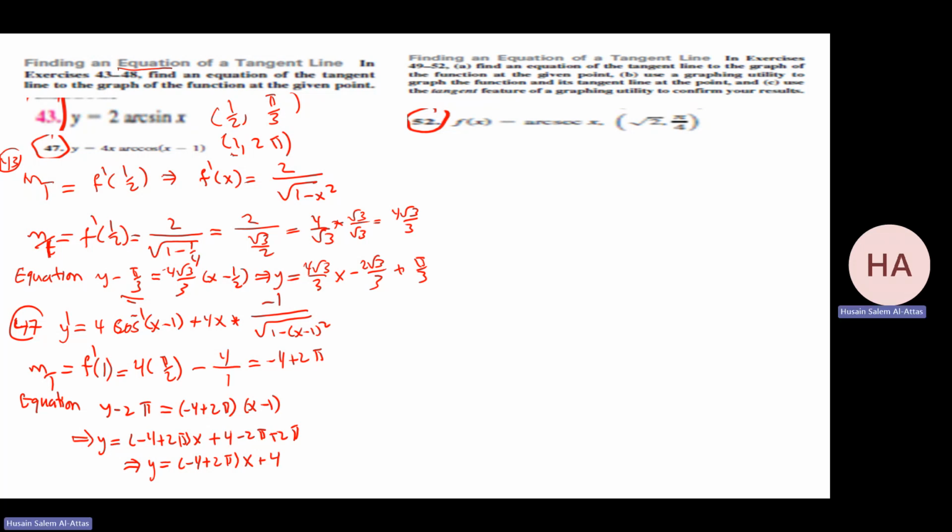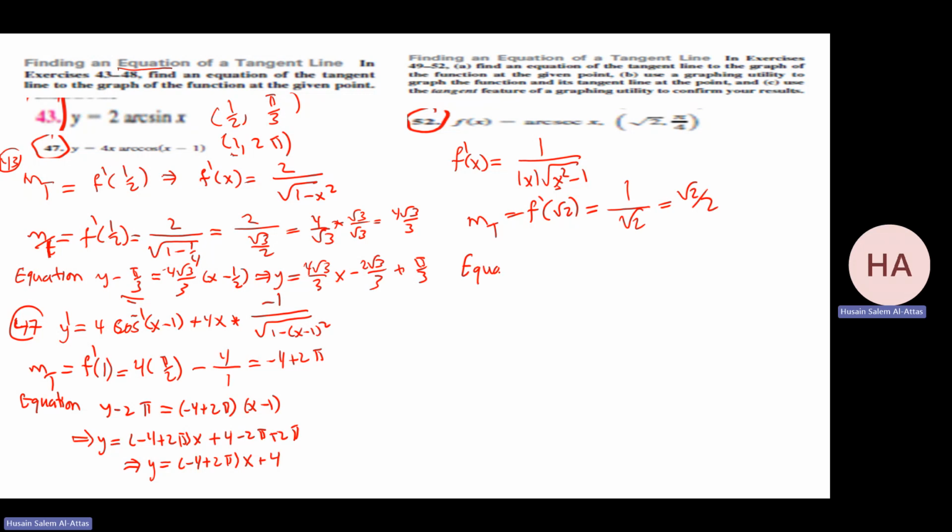Okay, 52. What is 52? He wants to find the equation of the tangent line. Same idea. So it will be f prime, it's 1 over absolute value of x times square root x squared minus 1. M tangent is f prime at square root of 2. And that will be what? 1 over square root of 2. I put it here, 2 minus 1, that is 1. So it's 1 over square root of 2. Or I can write square root 2 over 2.